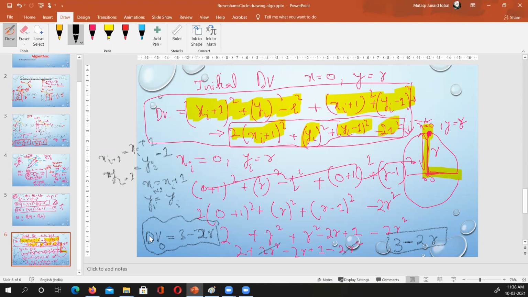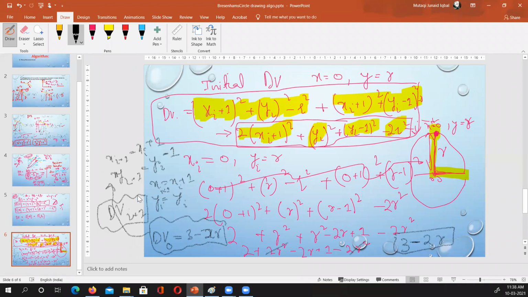But our dv will also change. So we have to calculate the formula for dv of next. So what will be the dv of I plus 1? That will be our tomorrow's lecture. You should also prepare from the books, internet and whatever, to see how we calculate dv of I plus 1. You can also watch YouTube videos. I will also upload this video on YouTube, and basically I'll do the next class.